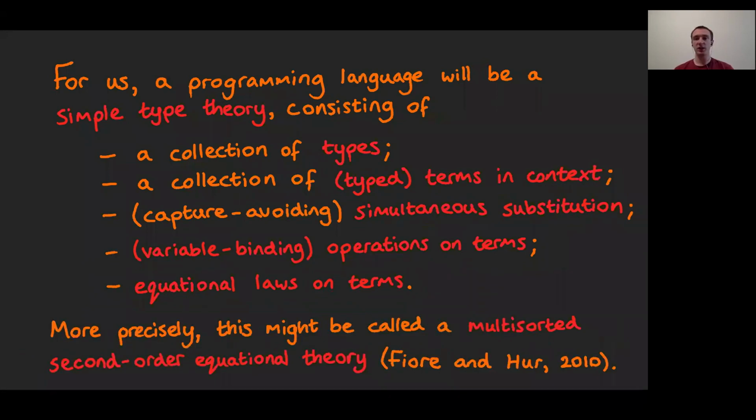And this formalism has been previously considered. It was introduced by Fiori and Hur in 2010 under the name multisorted second order equational theory, where second order refers to the fact that we can bind variables. A first order operator is just an operator from universal algebra. So again, I've been a little bit vague in what I mean, a bit hand-wavy, in that I've said the sort of things we want to have in a simple type theory, but I haven't said precisely how to specify them. So the question is, what structure axiomatizes this list here?